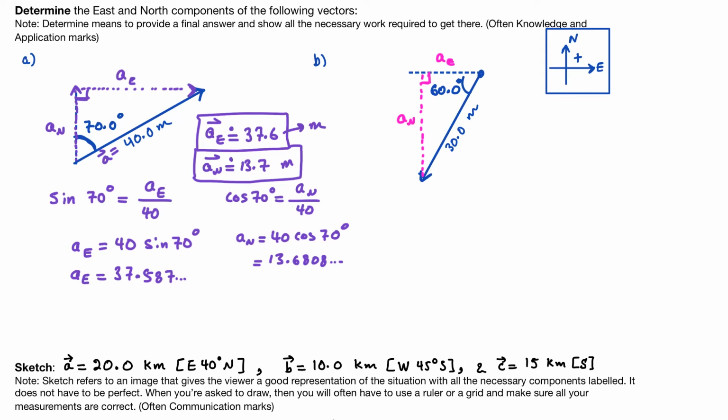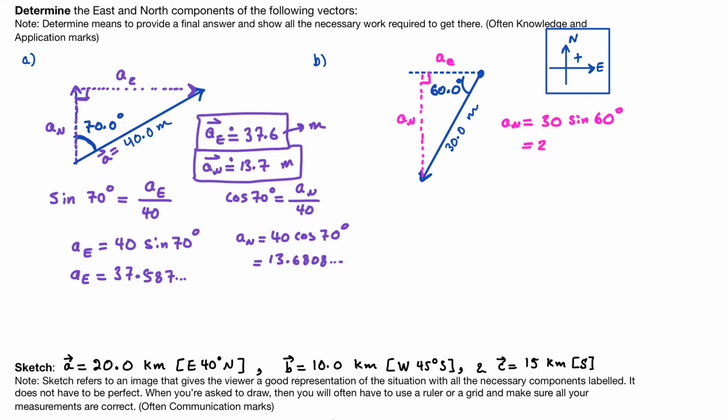Let's just find the magnitudes using some trig ratios. So this side over here is opposite. So in order to find AN, I have to multiply the hypotenuse by the sine of 60.